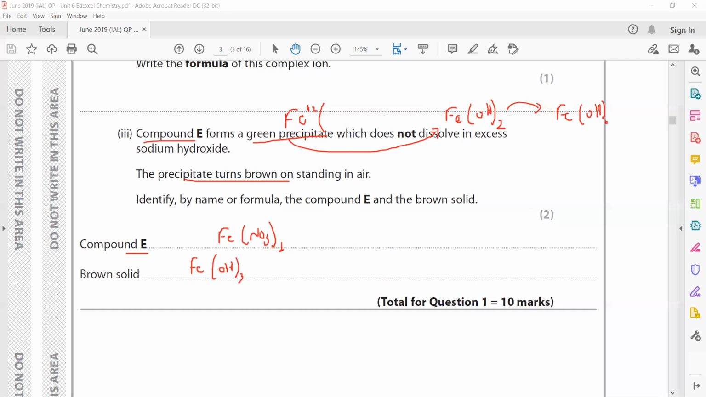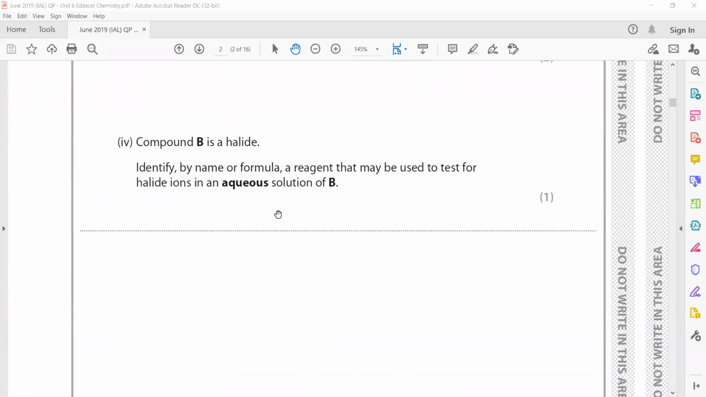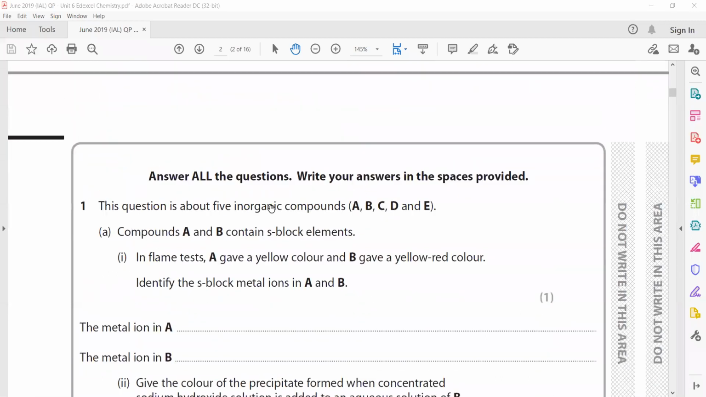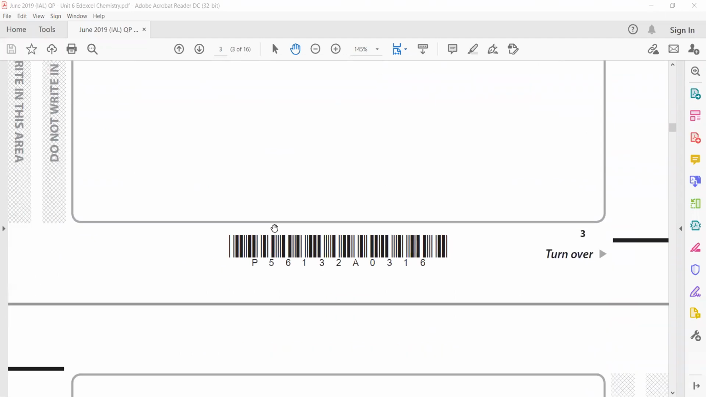Is it clear, this part? So it is related to memorization of the table, identification of ions, the transition elements. So you have to learn the observations and you should be able to write a formula for the precipitate.